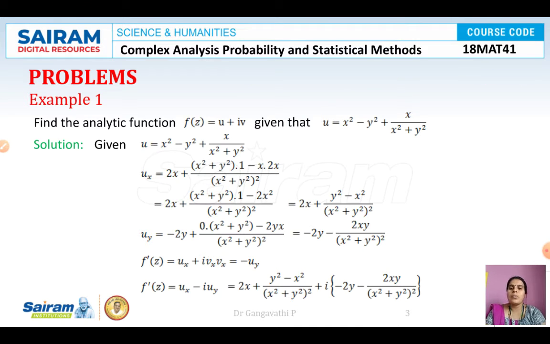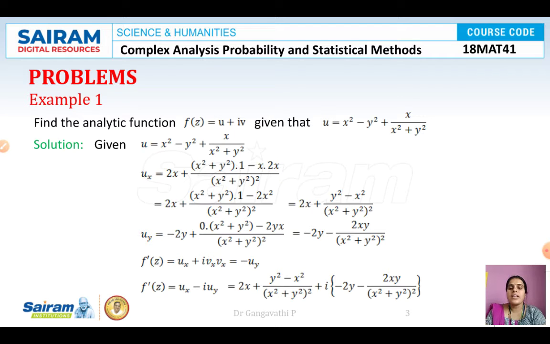Consider example 1. Find the analytic function f of z, given that u is equal to x square minus y square plus x by x square plus y square. Observe the problem. We have to find f of z and only the real part has been given. That real part is in terms of x and y, which means the problem is in Cartesian form. That is what you need to analyze in the beginning itself.